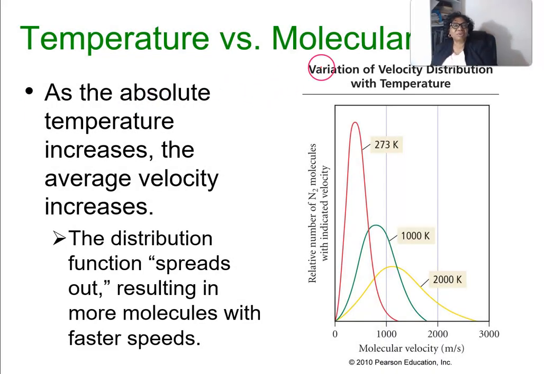So I want to look at temperature versus molar mass. As the absolute temperature increases, the average velocity increases also. The distribution function spreads out, resulting in more molecules with faster speed. So you see, more molecules are with faster speed as the temperature increases. You can see that more of them are running compared to when the temperature was lower.